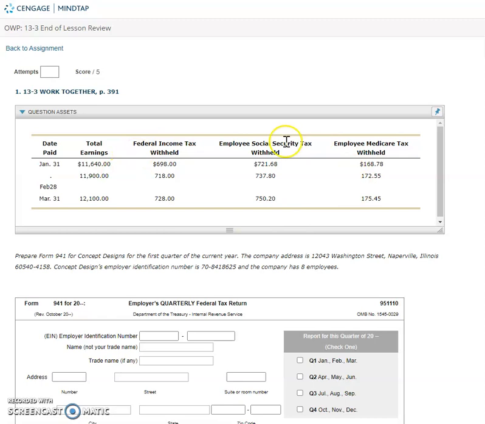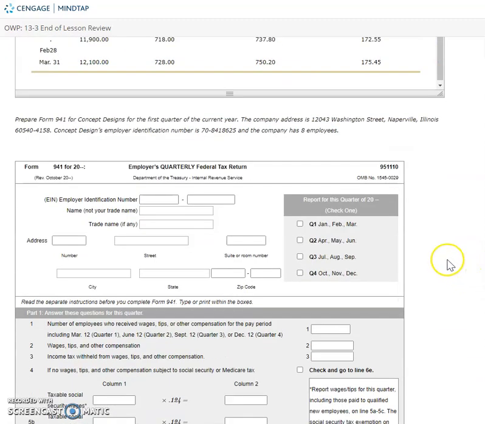They also give us earnings and taxes for each of the months in that quarter. When we look at our form, our top information is just going to be the basic information about that employer. So the employer identification number, that is given to us in the directions. So I'm going to fill that in.